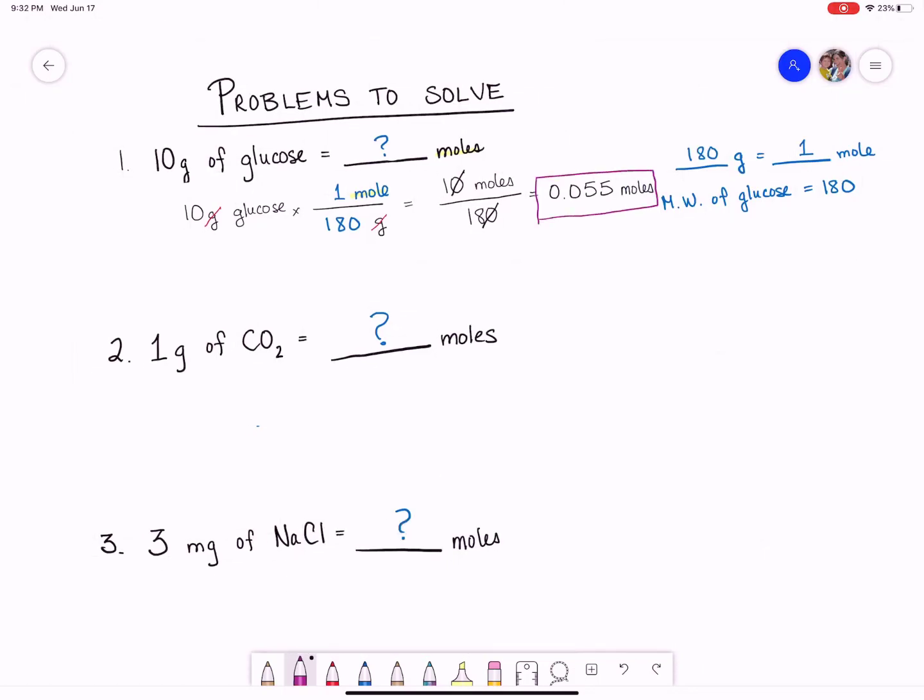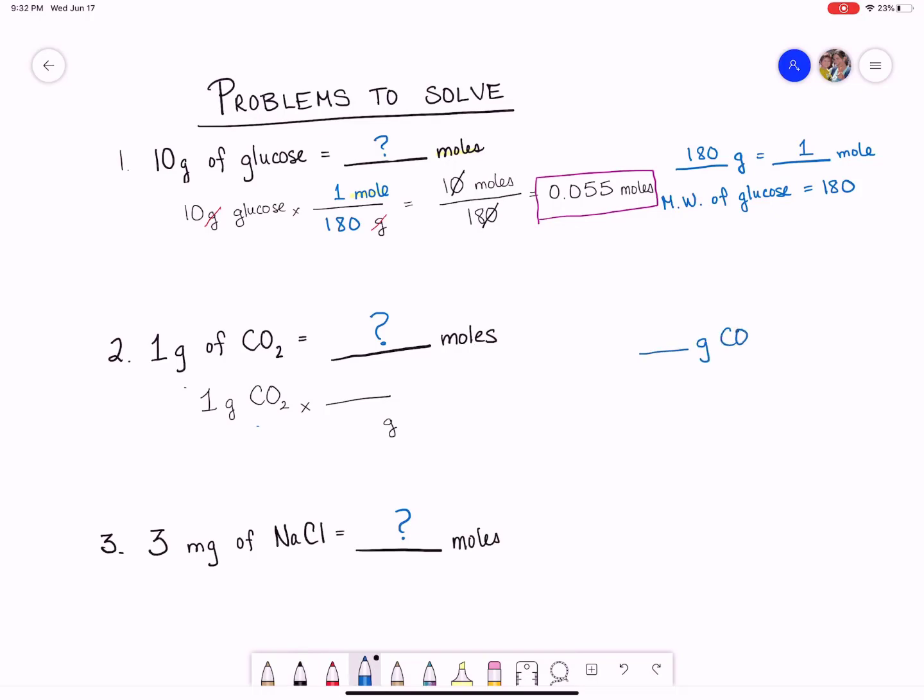Let's try the second problem. 1 gram of carbon dioxide equals how many moles? So in this case, again, we're going to start with 1 gram of carbon dioxide, multiplication sign, line, grams goes at the bottom. So I need a conversion from grams to moles.